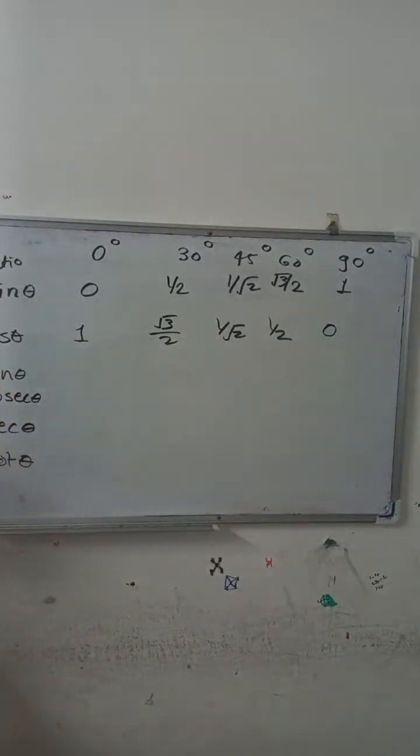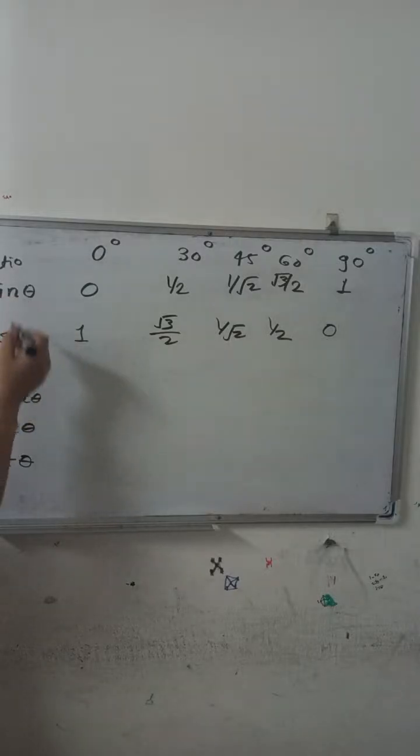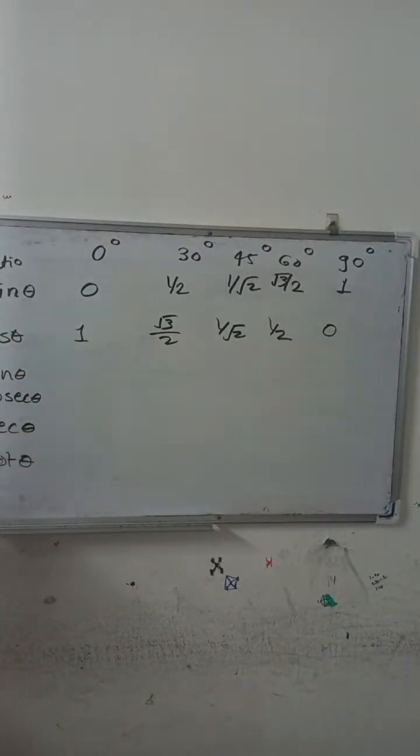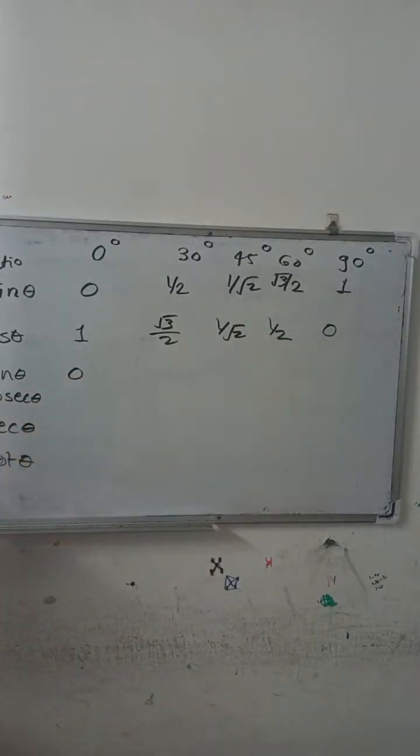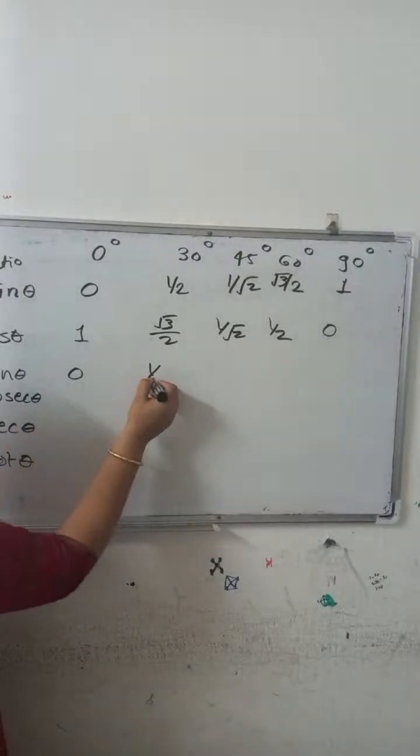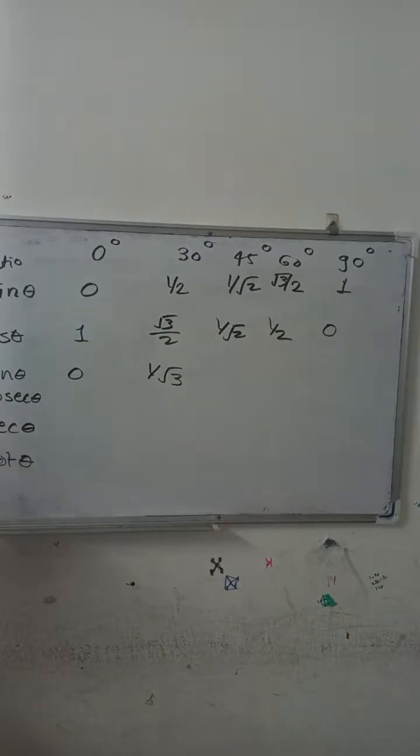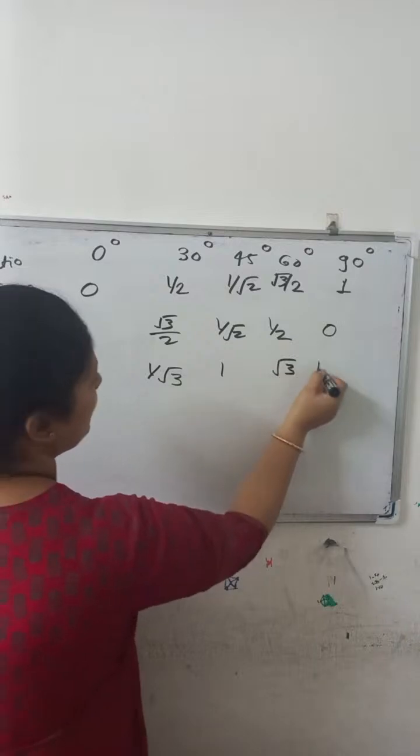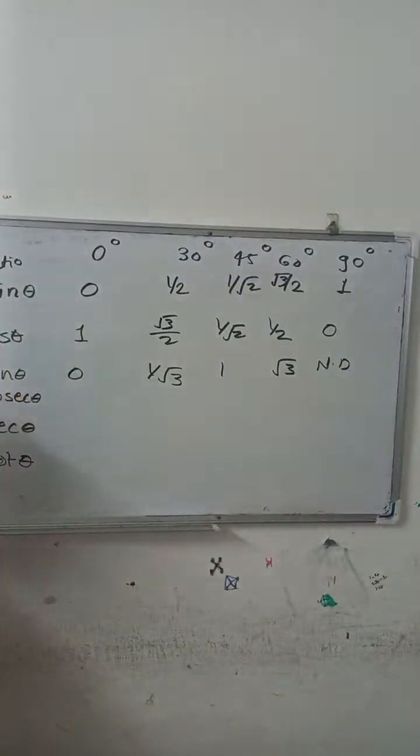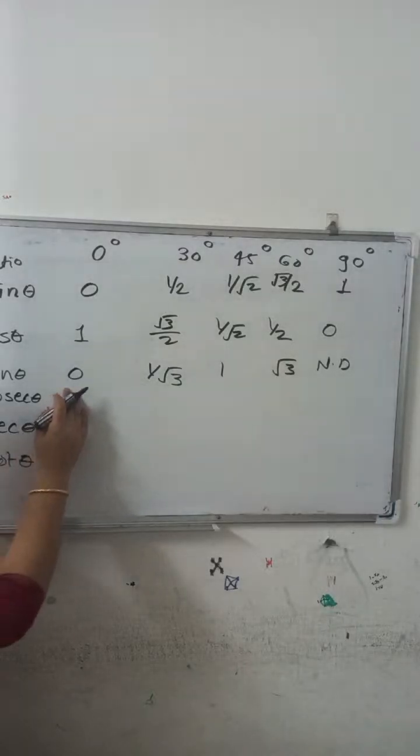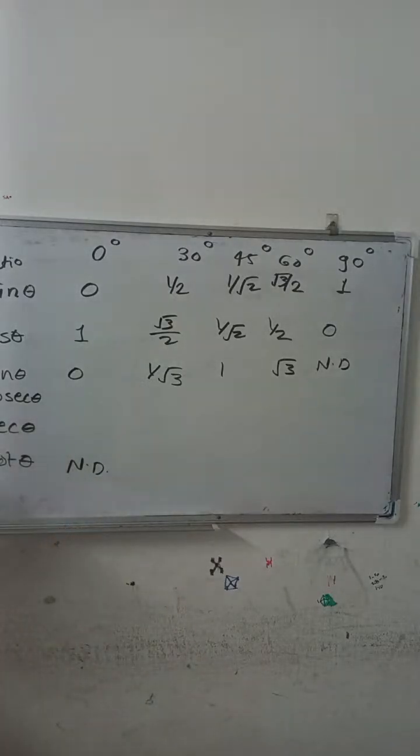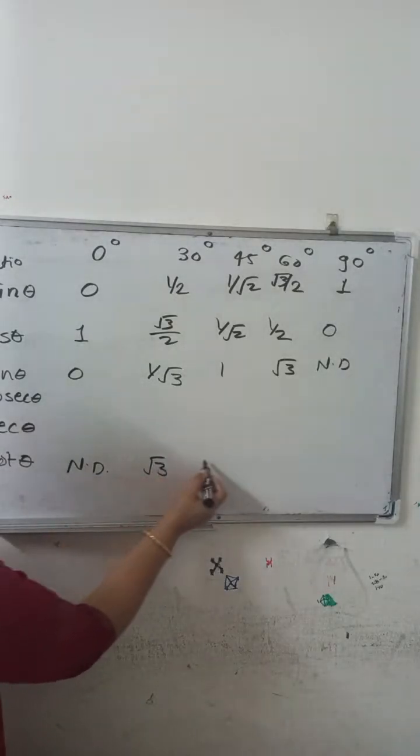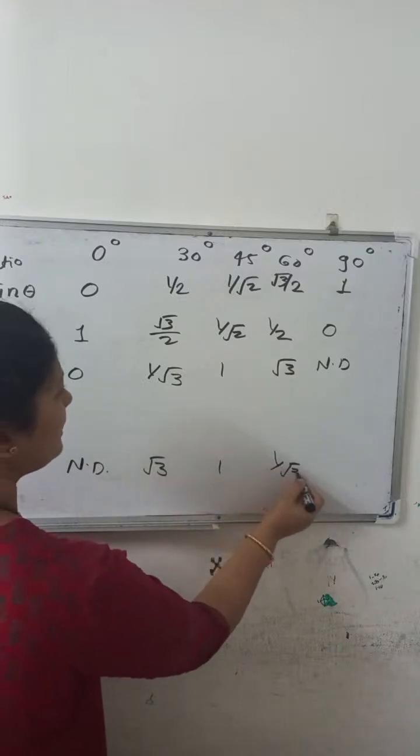We know that tan is nothing but sin by cos. So 0 by 1 is 0, then 1 by 2 upon root 3 by 2 is 1 by root 3, then 1, then root 3, and then not defined. Once you get tan theta, reverse it for cot theta: not defined, then root 3, then 1, then 1 by root 3, and 0.